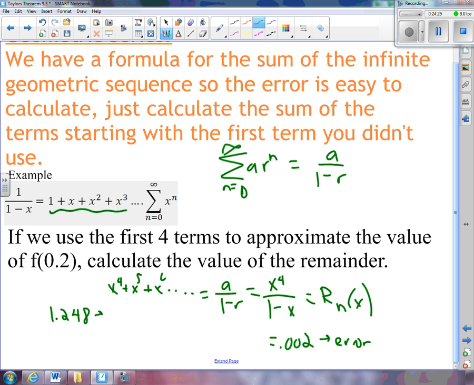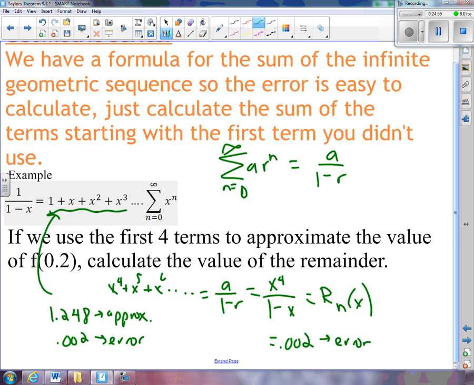So this is our approximation using the first 4 terms of that series. We found that 0.002 is our error, starting from the 5th term, which is actually 4th on. So what do you think our answer actually is? 1.25. So let's plug 0.2 into that, see if it is that.